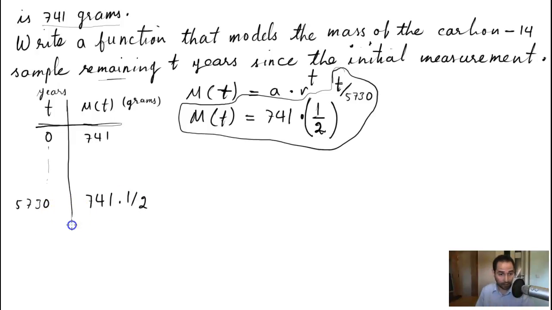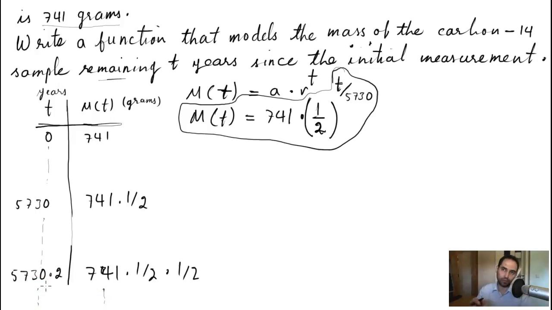And again, the same thing keeps happening here. So it's basically after another 5,730 years, so basically 5,730 times 2. Again, this is halved, or basically half of this is lost. So it becomes 741 times 1/2 times 1/2. And this whole thing keeps happening up to the whole eternity. So what that means is that you can simply write your function based on this table.